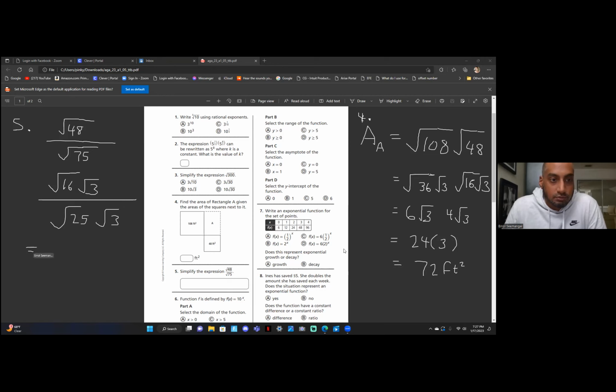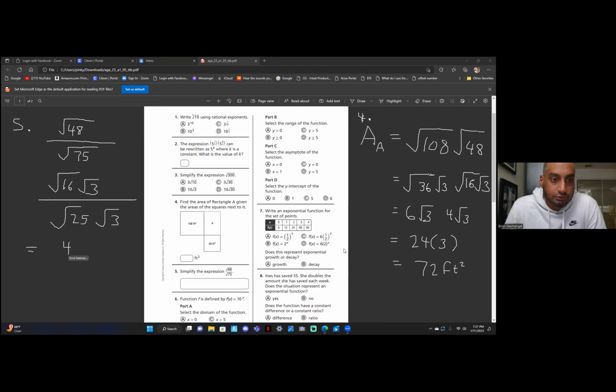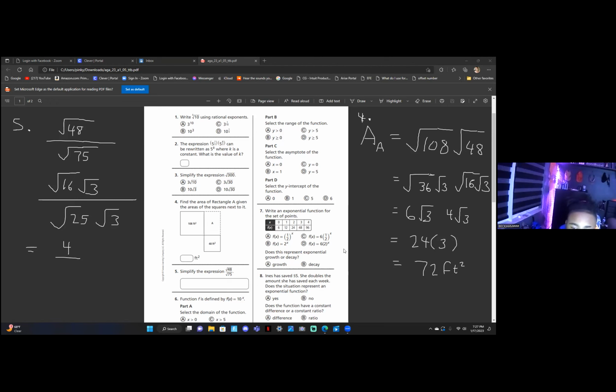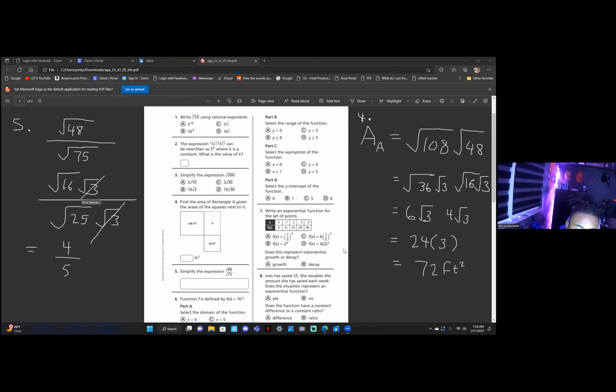What's the root of 16? 4. What's the root of 25? What number times itself is 25? 5. 4 over 5. The root 3's will cancel. 4 over 5. That's the answer.